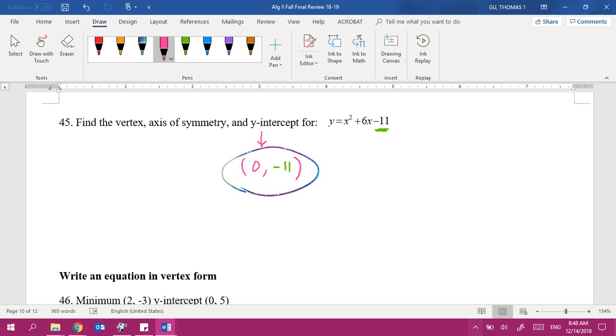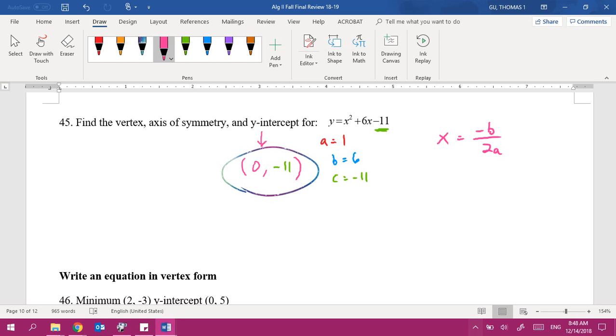Axis of symmetry, how do you find that? They give you a formula in the front of your packet, actually. The axis of symmetry is going to be x equals negative b over 2a. So let's label a, b, and c just because it asks for that. So what is a here? What is b? And what is c? That's right. Okay, so I want to use the axis of symmetry formula.